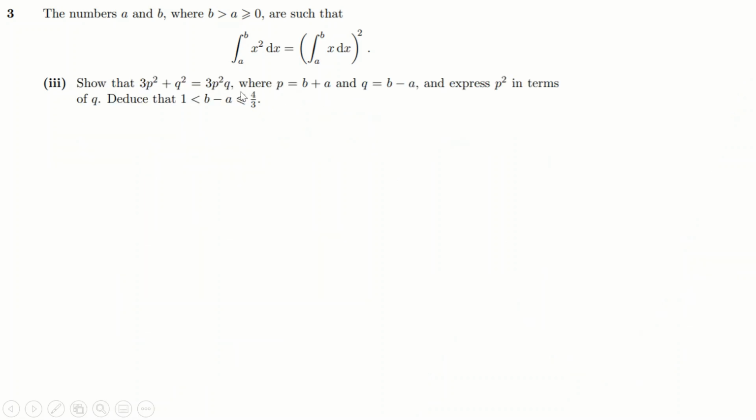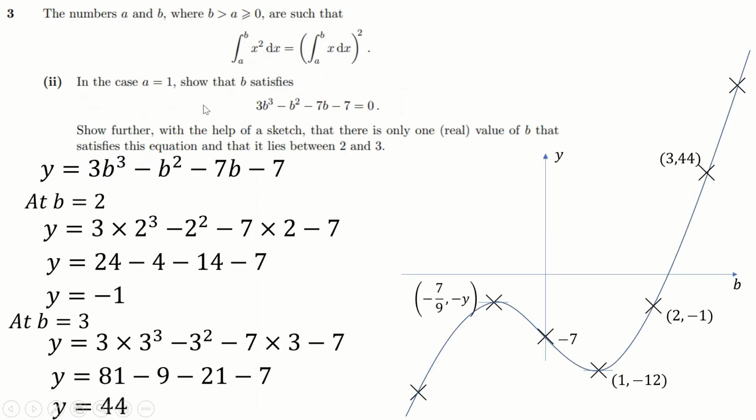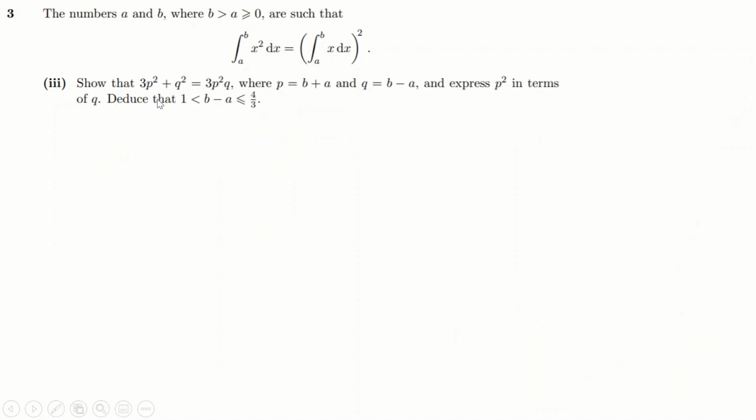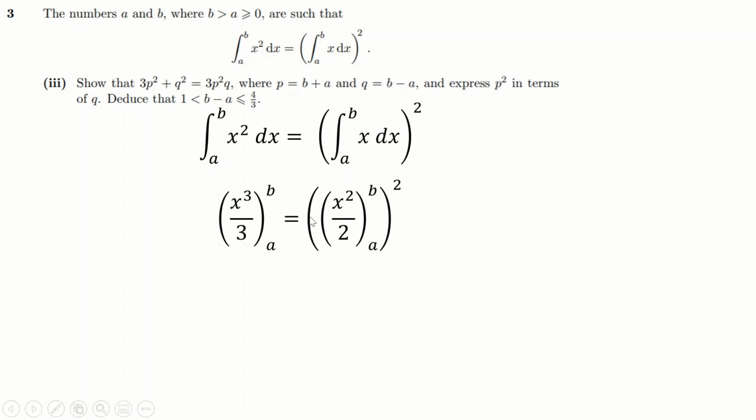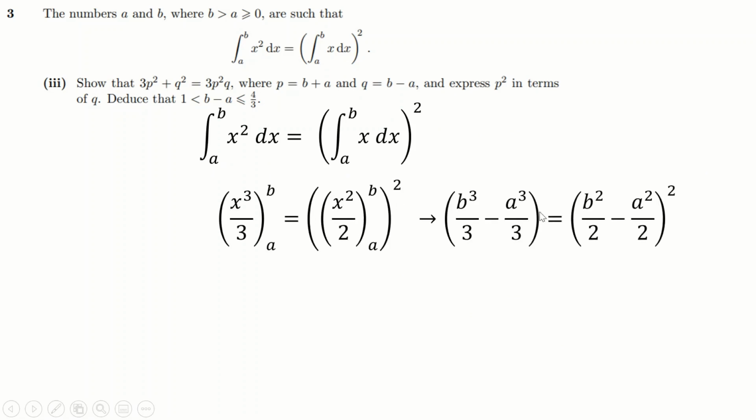Part 3, show this thing. Now, this looks a bit confusing, but what I can notice is that in part 1 and part 2, they gave me a value of a to use. In part 1, it was 0. In part 2, it was 1. They haven't done that here. So what I'm going to assume I have to do is take this equation here and just do it with an a. Right? So let's just do that. And it doesn't look any more complicated, really, than it did when it was a 1 or a 0. You just end up putting an a in here.